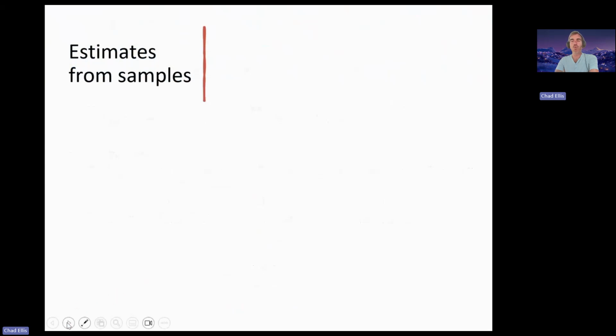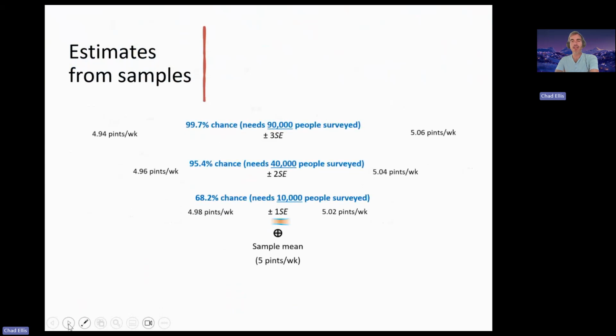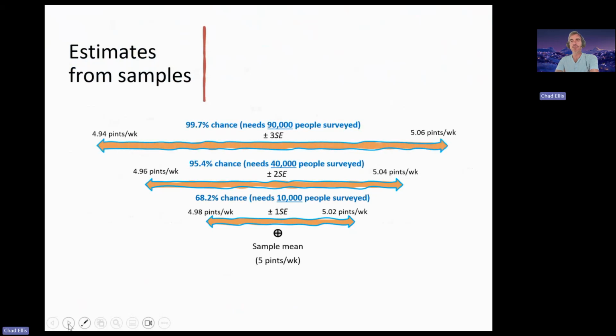So of course, as we want to be more certain that our population mean is being represented by the sample mean, we have to increase the number of observations in our sample size. So in our pint example, we need to survey 10,000 people to be 68% sure that our sample mean is representing our population mean. And then we have to get up to 90,000 people if we want to be virtually certain that the range around our sample mean of 5 pints is going to encapsulate or include the actual population mean.